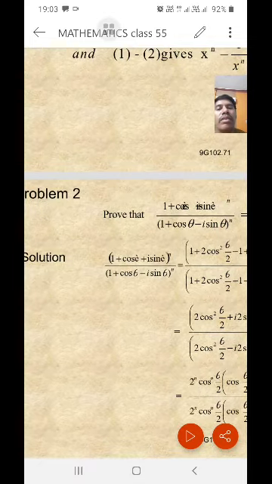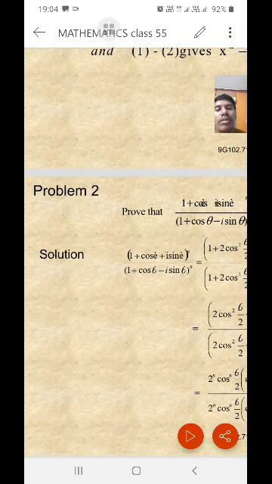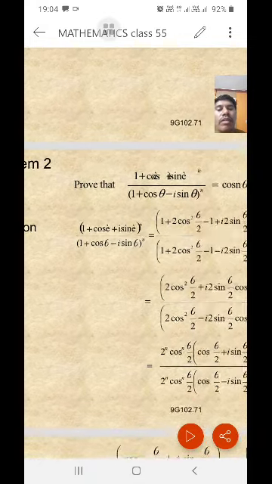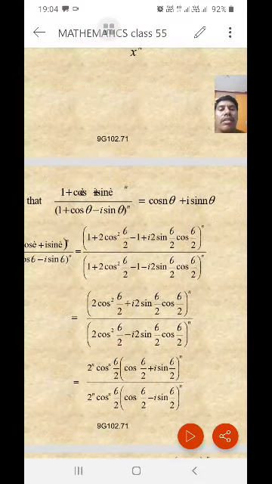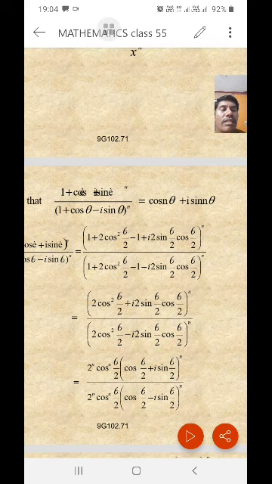Once again I am repeating the question, question number 2 or problem 2. Prove that (1 plus cos theta plus i sine theta) whole power n by (1 plus cos theta minus i sine theta) whole power n equals cos n theta plus i sine n theta.